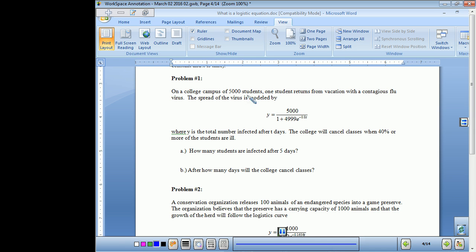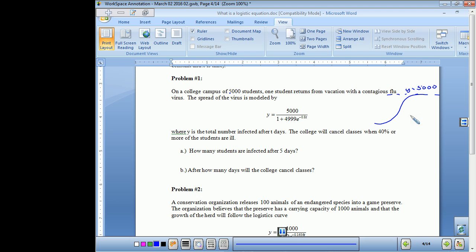It says, on a college campus, 5,000 students, one student returns from vacation with the contagious flu virus. The spread of the virus is modeled by this function. Okay, now, the limit to growth, or the maximum growth, would be 5,000 students, right? That's the greatest number of students that could actually catch the flu, because that's all the students we have. Does that make sense? Okay, so even if we're growing exponentially right here, at 5,000 we're going to level off, aren't we? So it's kind of like an asymptote up here, isn't it?